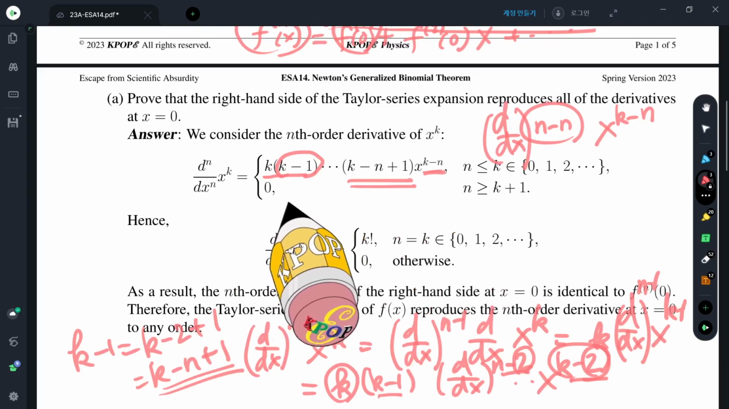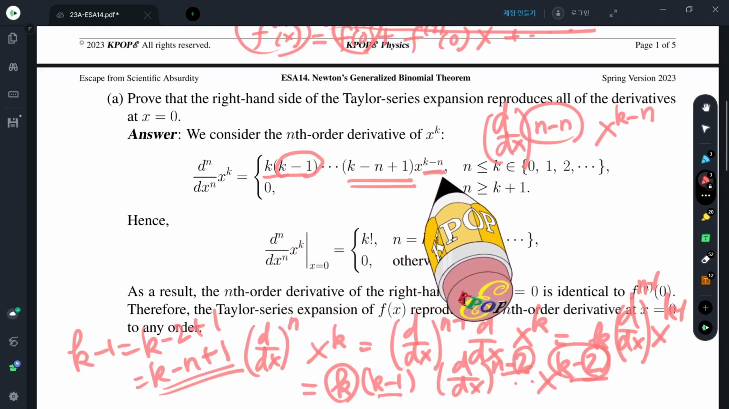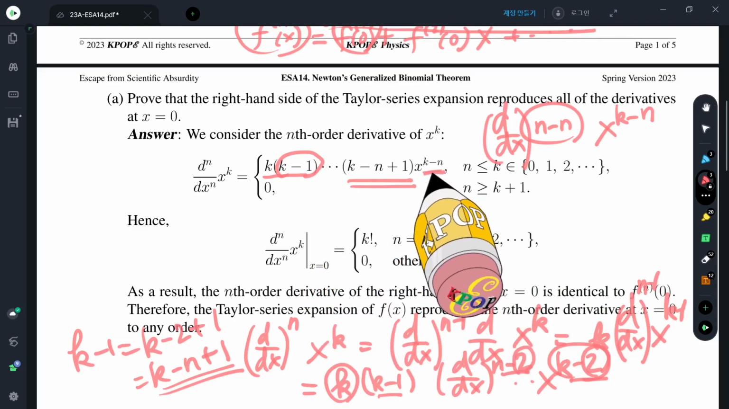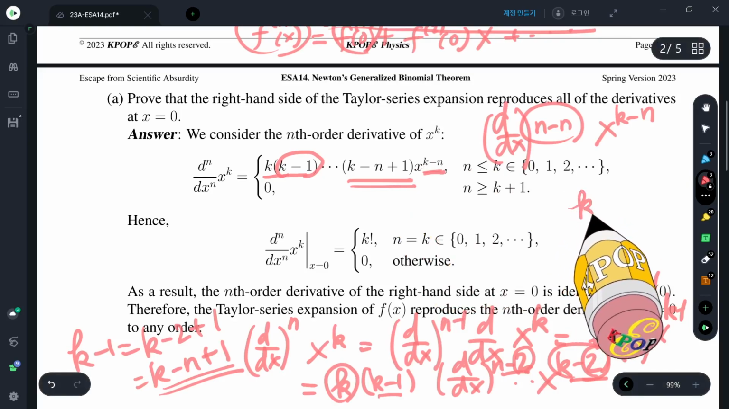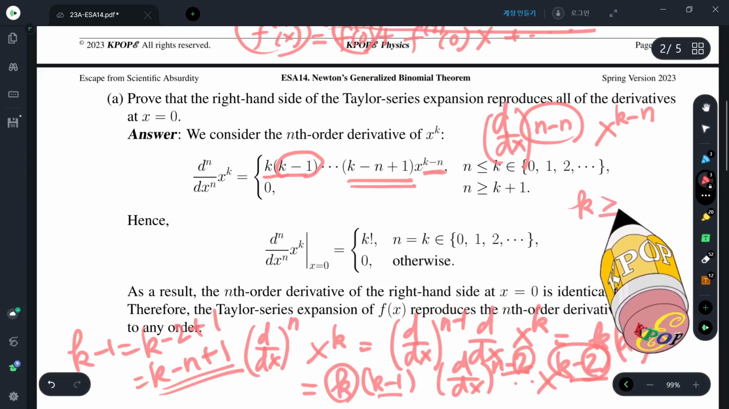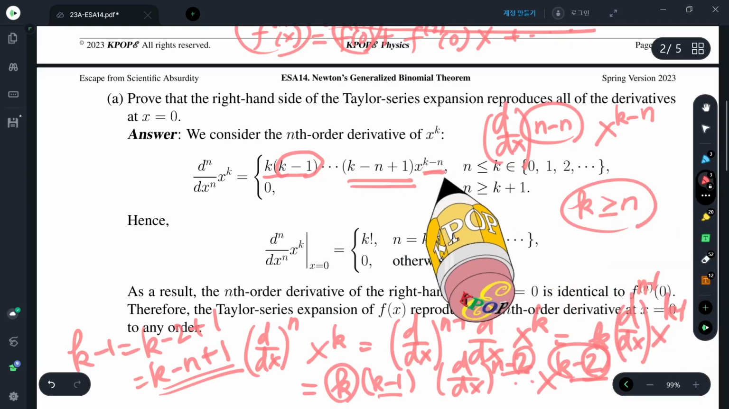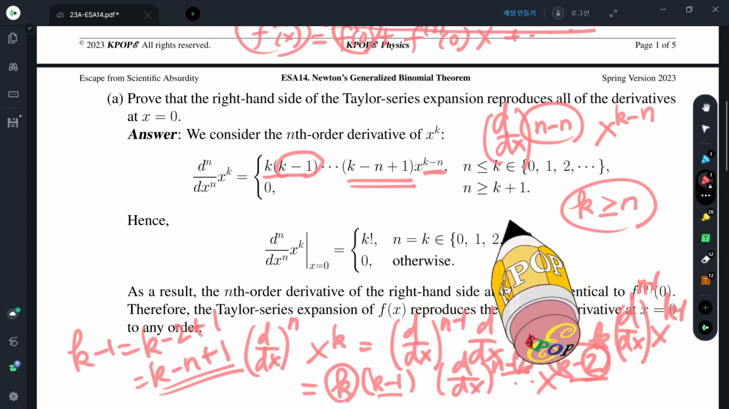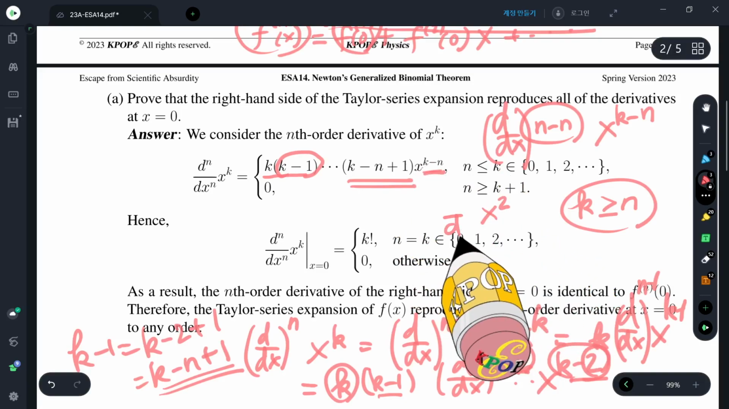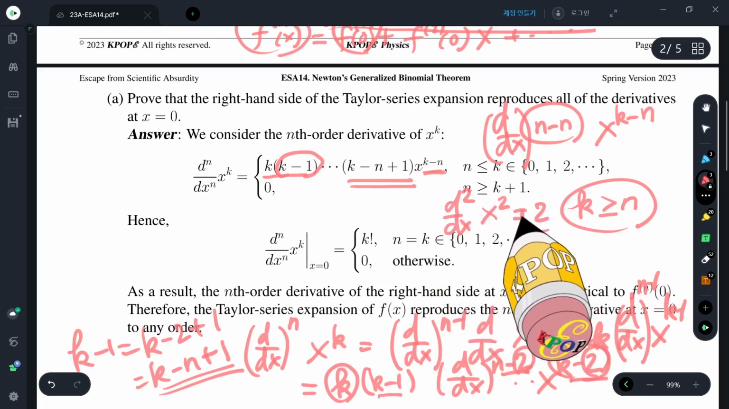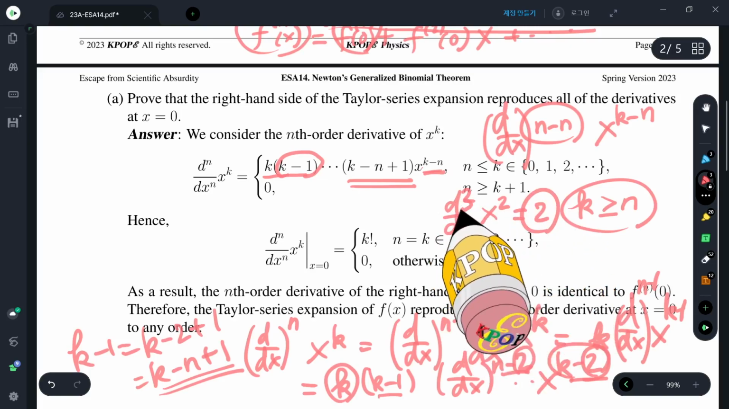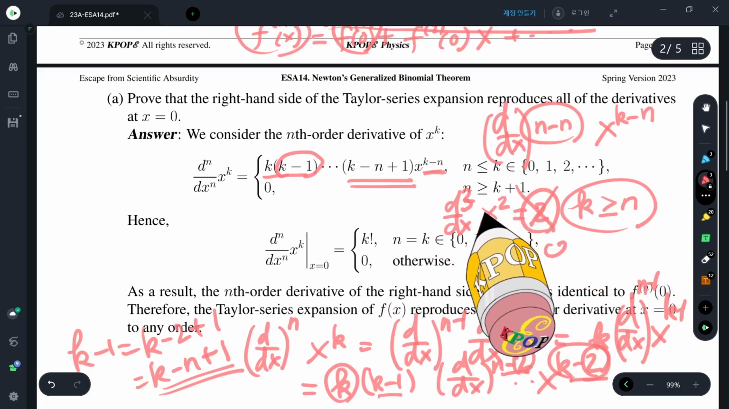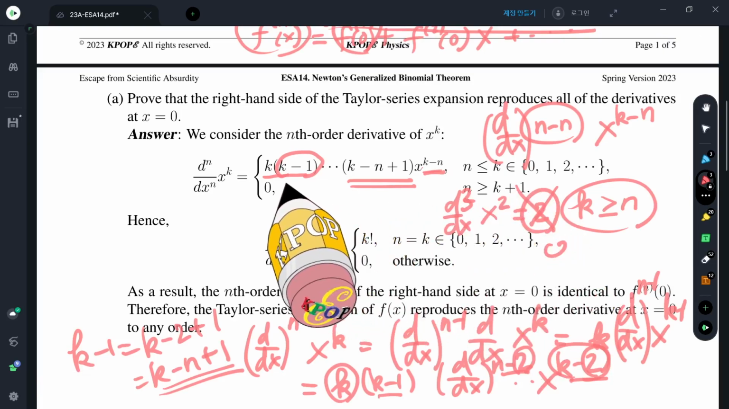As a result, the nth order derivative is this, and we substitute. Oh, by the way, this is true only for k greater than or equal to n. If we take too many derivatives, then the original power, for example, x squared, we take the derivative twice, we obtain 2, but if we take the derivative 3 times, it becomes 0. So if we take the derivative too many times, then it becomes 0.